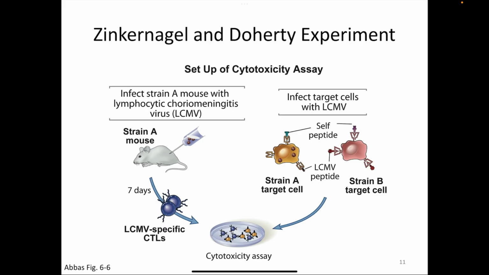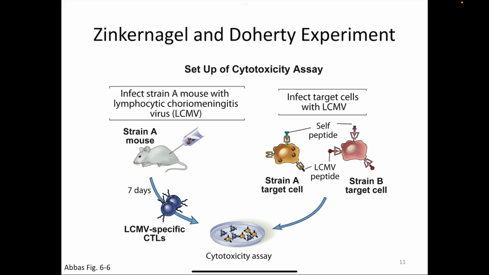And they got some, and they sort of let that mouse make a T cell response to LCMV. So they infected their strain A mouse with this virus, LCMV, and then they got the T cells out of that mouse about a week later. And these were T cells that could respond to LCMV. These were sort of the activated T cells that started doing something about LCMV.